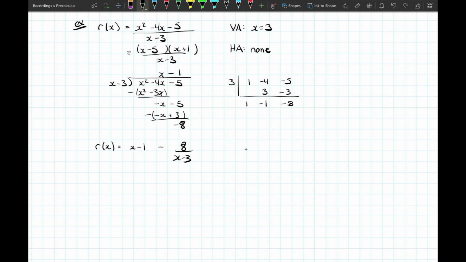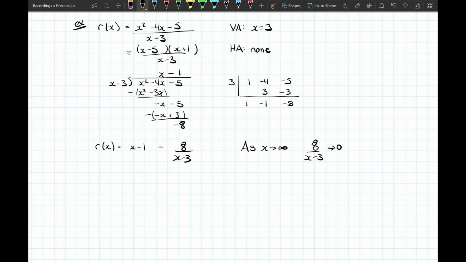Now, what happens as x gets infinitely large? We could say, as x approaches infinity, to represent x getting infinitely large. And taking a look at the only rational expression we have left, 8 over x minus 3. The degree of the numerator is 0. The degree of the denominator is 1. Since the degree of the denominator is larger, we can see that this is approaching 0. 8 over x minus 3 approaches 0.